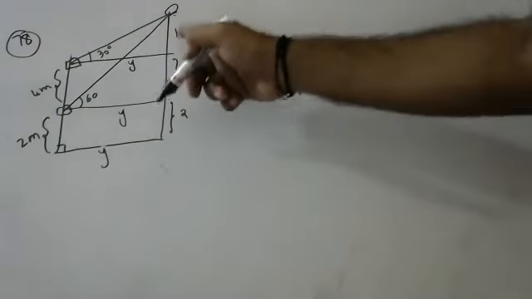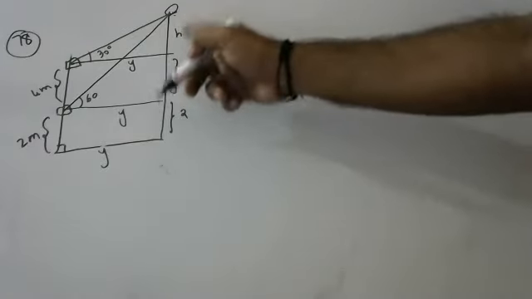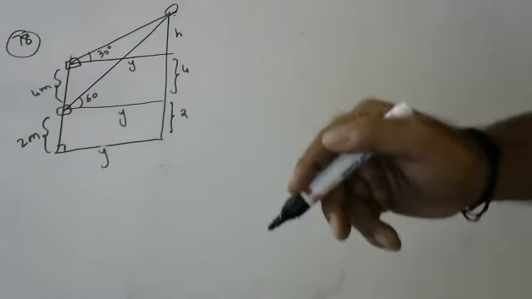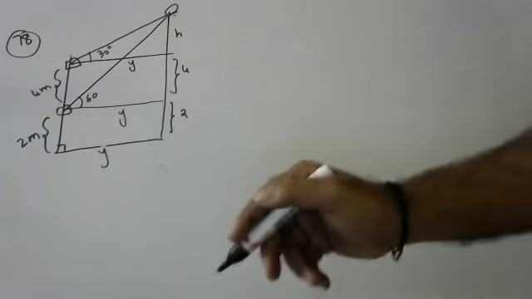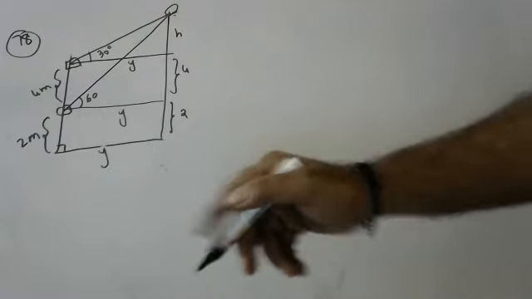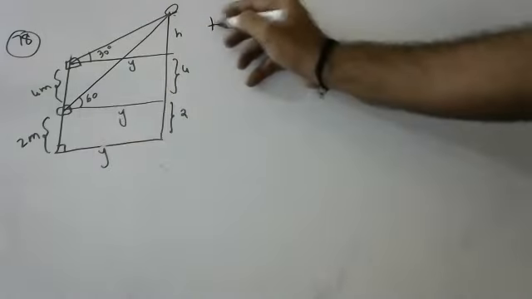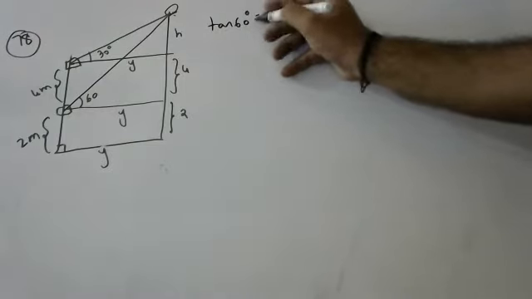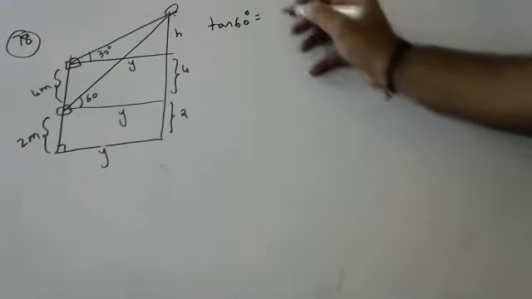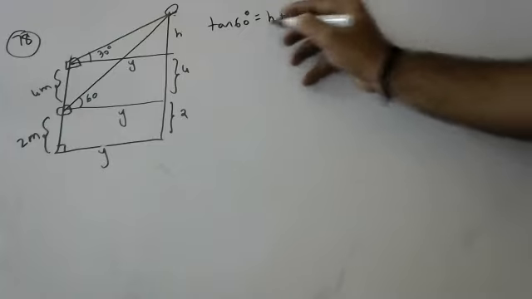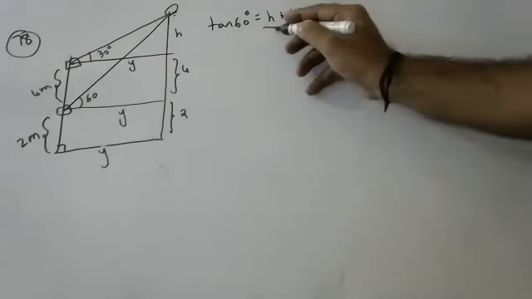Children, the height of the balloon means you have to find this h. To find this h, we need y. So what we'll do is take tan 60. Can anyone help me? What is tan 60, children? So tan 60 is root 3, equal to h plus 4 by y. 4 by y.